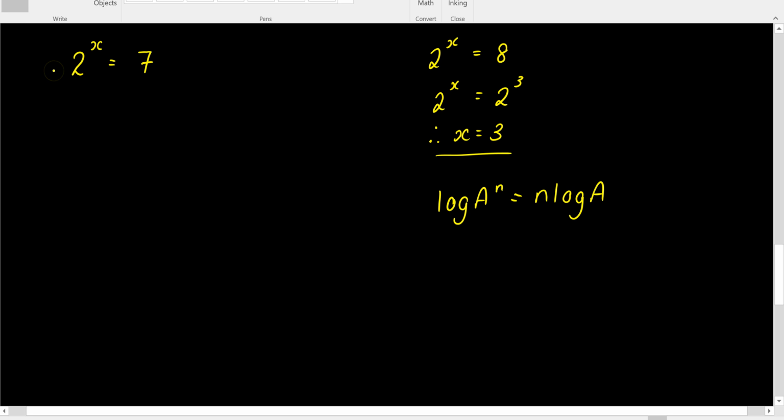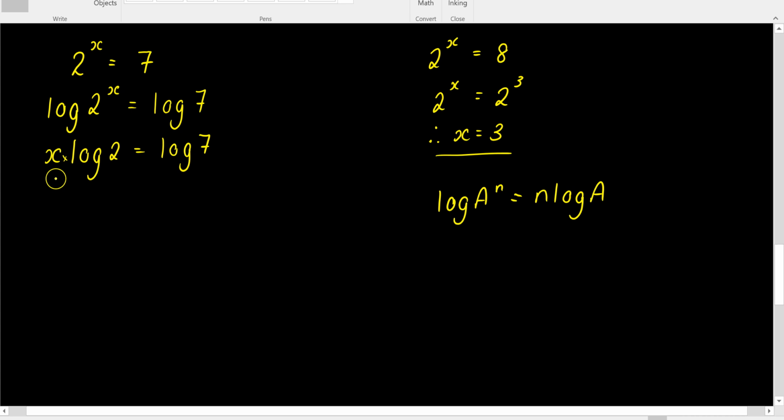So what I'm going to do, good old maths, what you do to one side, we do to the other. So I'm going to log both sides. And once I've done that, I can now apply this rule here. So the x comes downstairs, so it's x log 2 equals log 7. And therefore, there's a times in between, and we know that to get rid of a times, we divide. So that becomes log 7 divided by log 2.